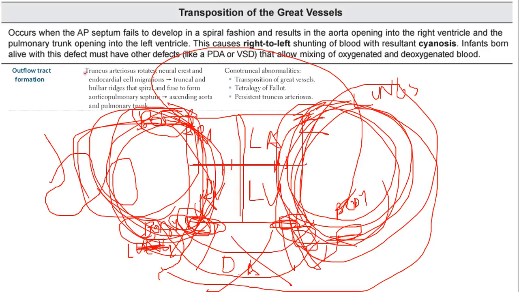It says: occurs when the AP septum fails to develop in a spiral fashion, results in the aorta opening into the right ventricle and the pulmonary trunk opening into the left ventricle. Bad news. This causes right to left shunting of blood and results in cyanosis. Infants born alive with this defect must have other defects like patent ductus arteriosus or ventricular septal defect that allow mixing of oxygenated and deoxygenated blood. Otherwise, if the mixing doesn't occur, the baby would die.